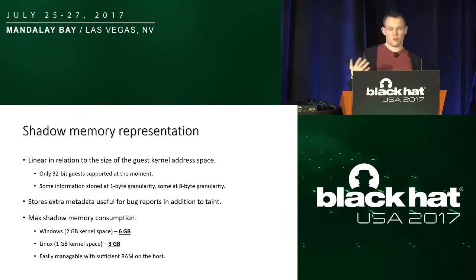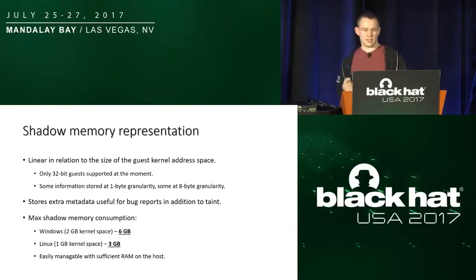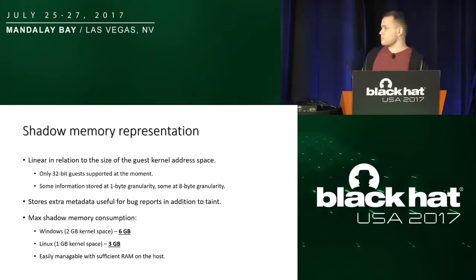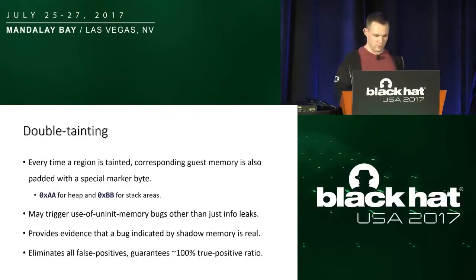So this shadow memory size is linear in relation to the size of the guest kernel address space. Currently, we only support 32-bit guests, but that shouldn't be really too hard to modify. And some of the information is stored at 1-byte granularity and some at 8-byte granularity. So right now, with my implementation, the size of the shadow memory is 3 times the size of the kernel address space. So we have 6 gigabytes of memory for a Windows guest and 3 gigabytes of memory for a Linux guest. So it can easily run on any host machine that has a reasonable amount of RAM.